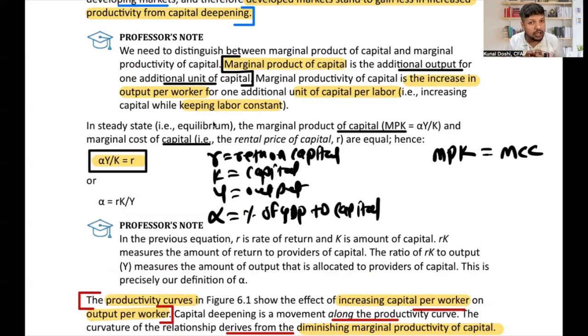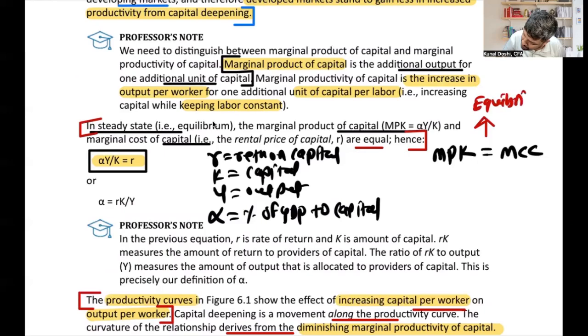Both are equal in a steady state of economy. They are saying if the economy is normal, then they both are equal. So this is the case when the economy is normal or at steady state or equilibrium. So in the equilibrium market, the MPK, marginal productivity of capital, and cost, both should be the same. Now, how have they derived MPK?